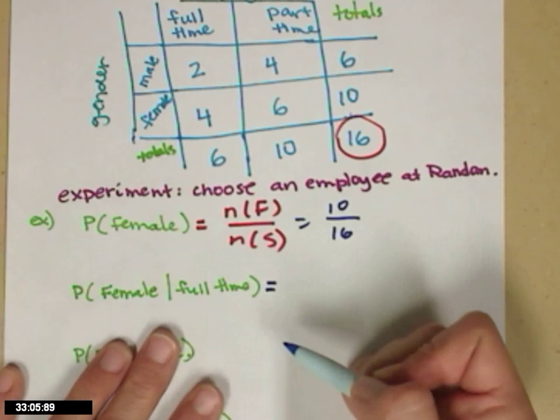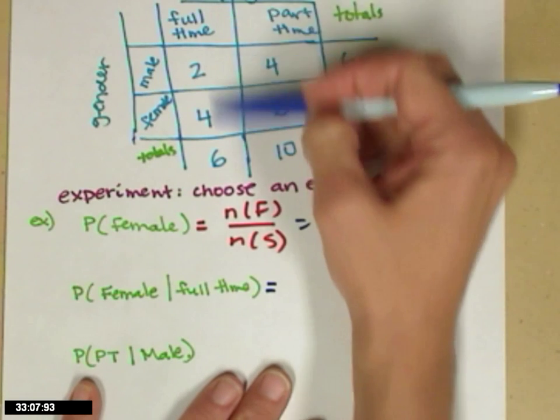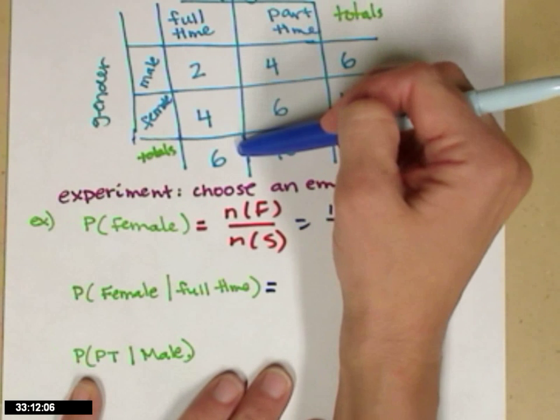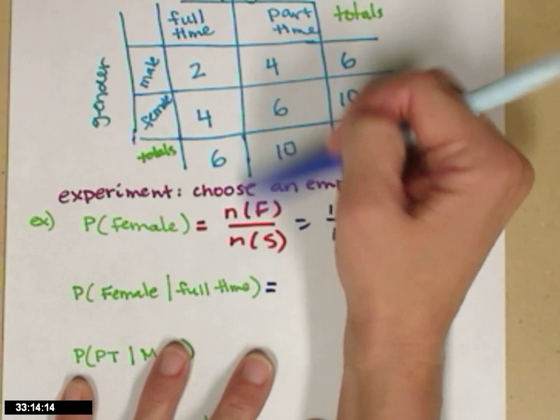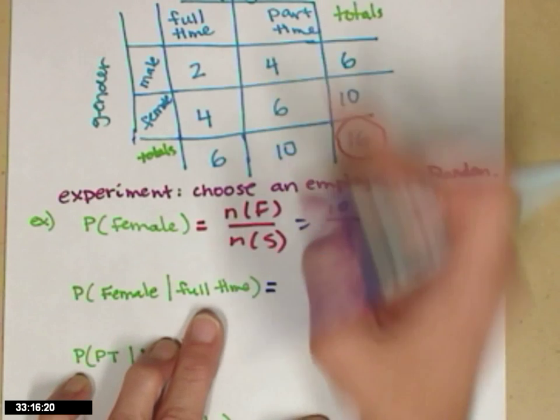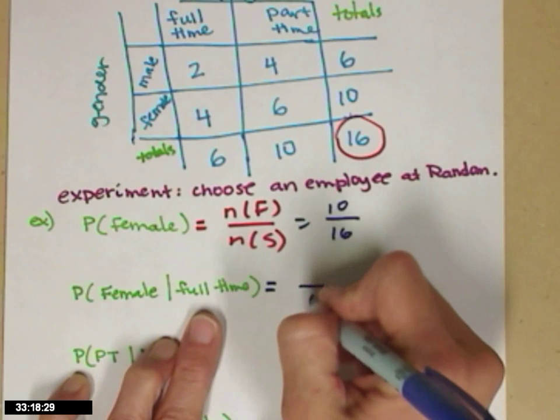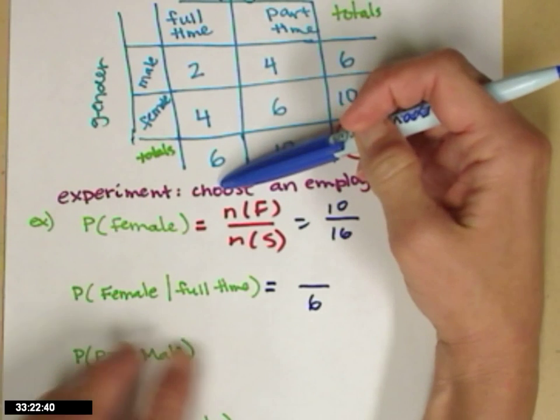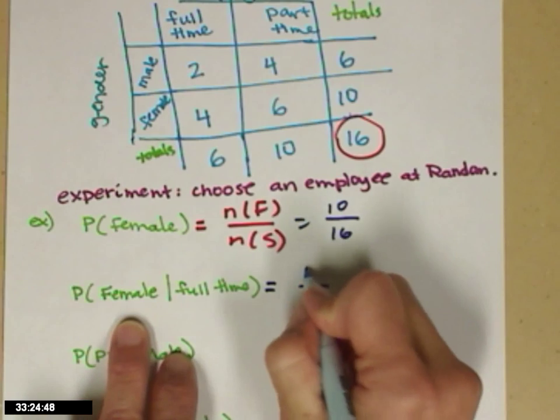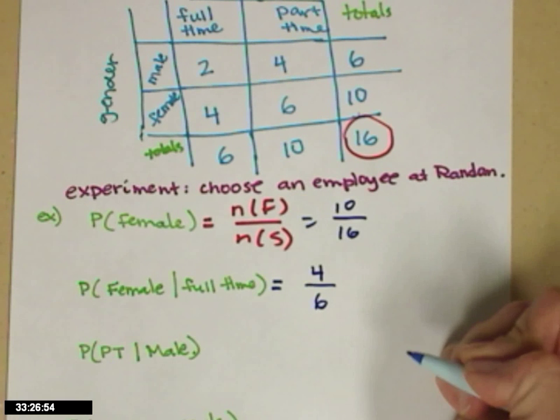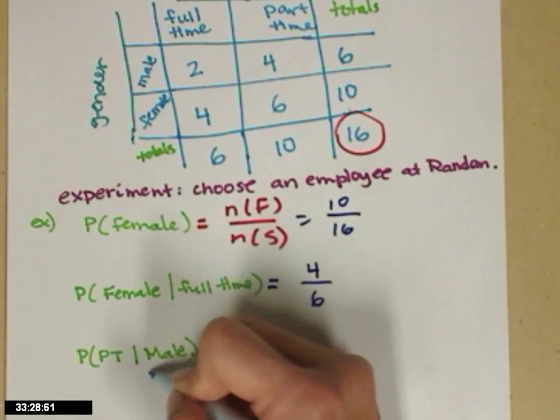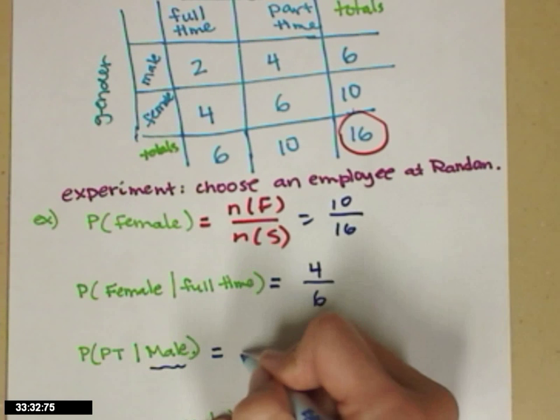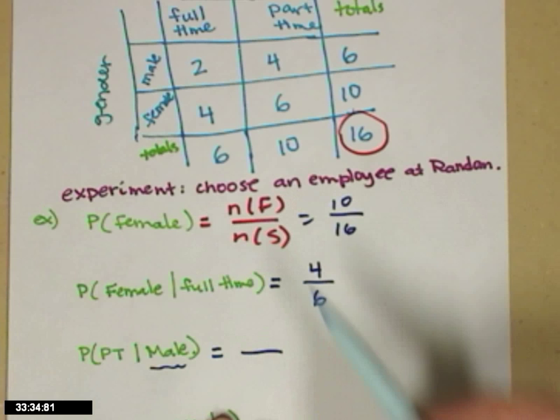I know I have a full-time employee. So I know I'm in this column here. I can ignore everything else and just think about this first column. Okay. So I know I have a full-time employee. So altogether, I had six employees that it could be, and 4 of those are female. Okay. So that thing that comes after the given puts you in the column or row that you need to be in. So this next one.